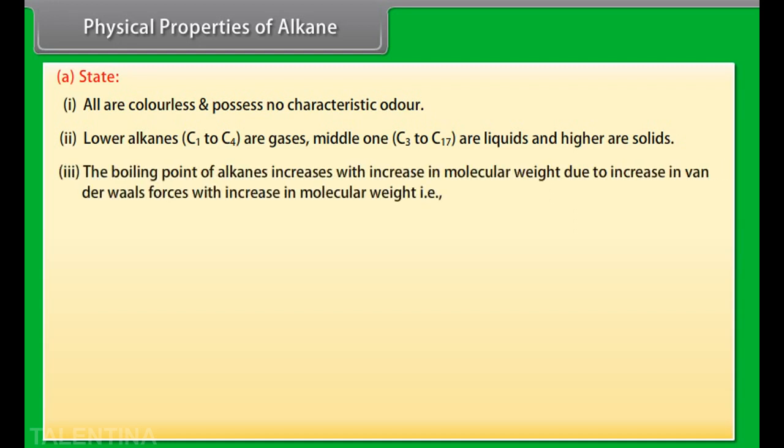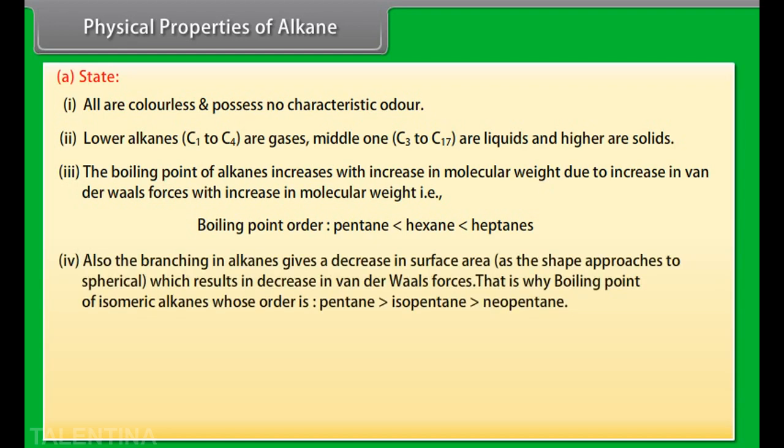Number 3. The boiling point of alkanes increases with increase in molecular weight due to increase in van der Waals forces with increase in molecular weight, that is, boiling point order: pentane is less than hexane is less than heptane. Number 4. Also, branching in alkanes gives a decrease in surface area as the shape approaches spherical, which results in decrease in van der Waals forces. That is why the boiling point of isomeric alkanes follows the order: pentane is greater than isopentane is greater than neopentane.